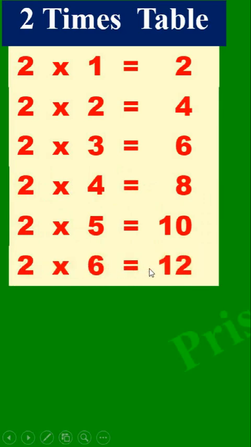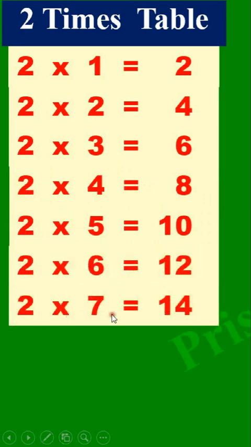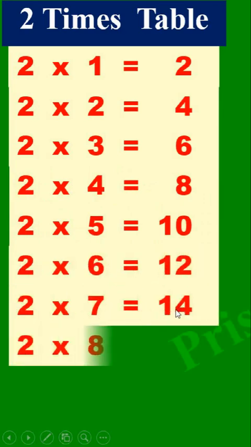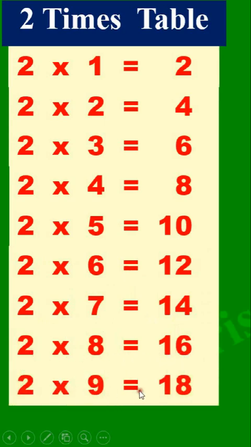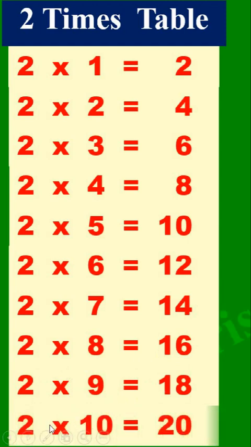2 times 6 is equal to 12. 2 times 7 is equal to 14. 2 times 8 is equal to 16. 2 times 9 is equal to 18. 2 times 10 is equal to 20.